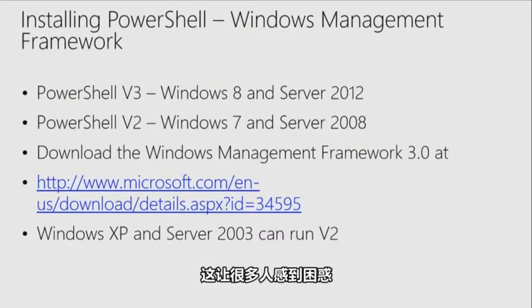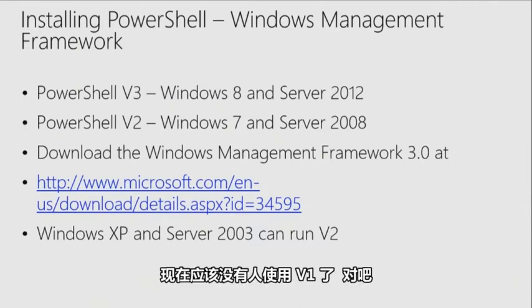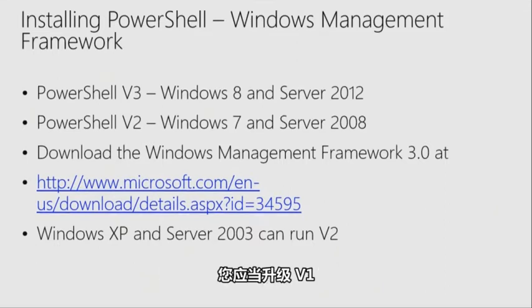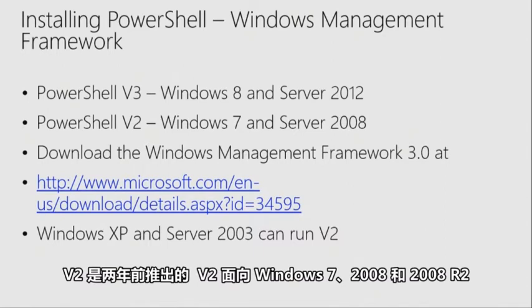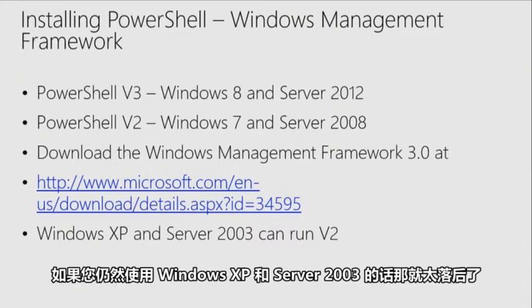So let's see here. Installing PowerShell. Right now, it's kind of confusing for a lot of folks. First of all, let's talk about some of the versions of PowerShell. Nobody should have V1 right now, right? You should upgrade up to V2. V2 came out a couple of years ago, and you should have V2 on Windows 7, and on 2008 and 2008 R2. V2 also is part of the update stream for Windows XP, and shame on you if you still have Windows XP, and of course Server 2003.